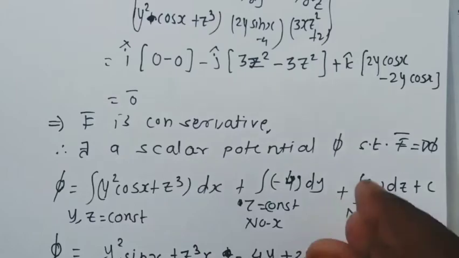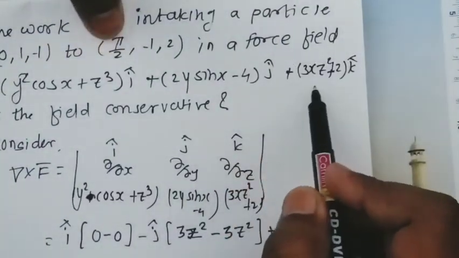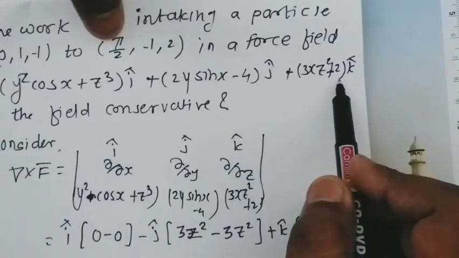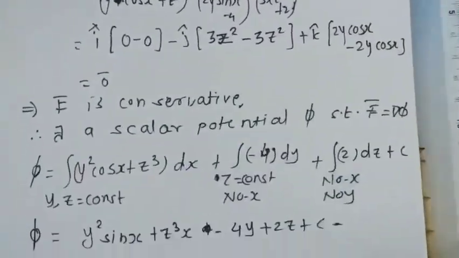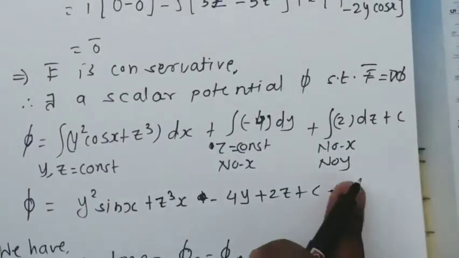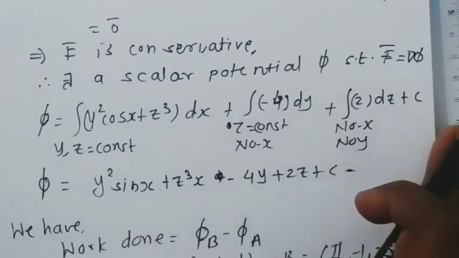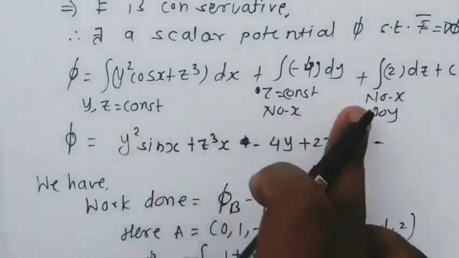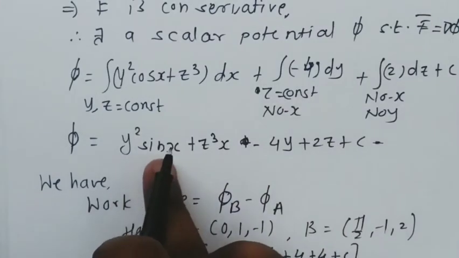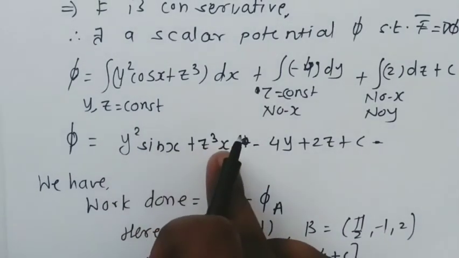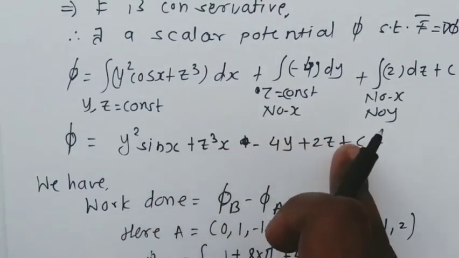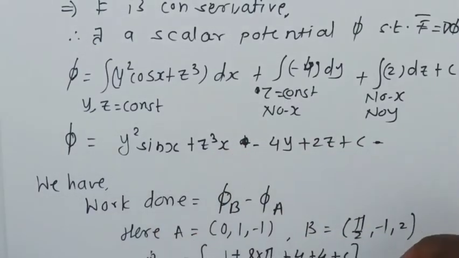taking the terms free of both x and y. In f3, the term free of both x and y is 2, plus 2 is the term which is free of both x and y, that we have taken, plus the constant of integration. Now after integrating using these conditions of constant, we'll get phi equals y square sin x plus z cube x minus 4y plus 2z plus c. You can check the calculations.